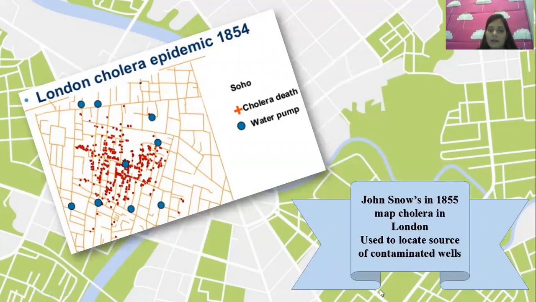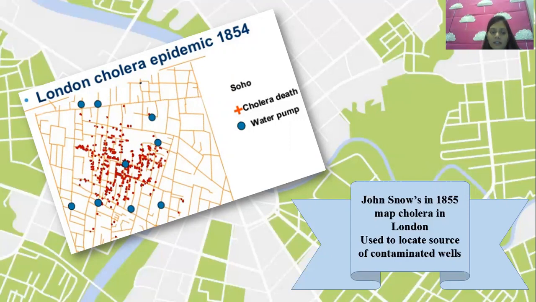So the cholera map was plotted, and you won't believe it, John Snow found the contaminated wells. How did he find them? Let's discuss through this image. What did he do? He located the persons affected by cholera, or the community where many people had died. In the image you can see the blue spots, which are the water pumps.